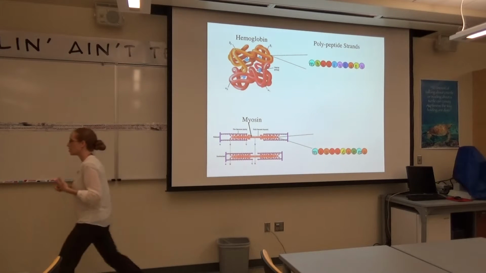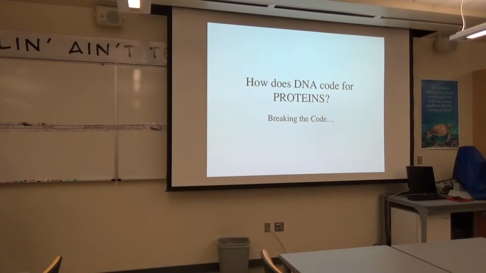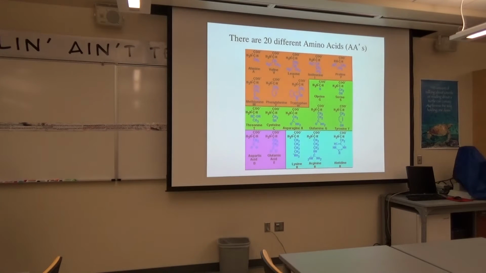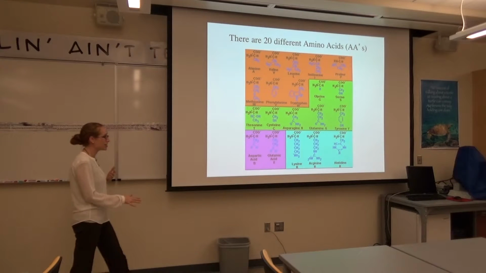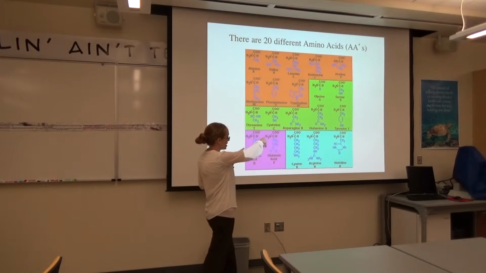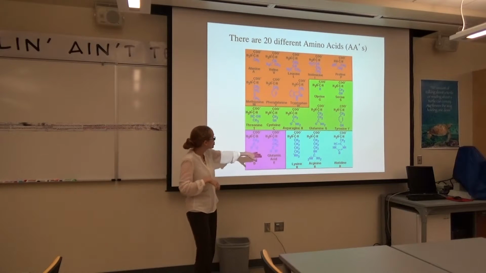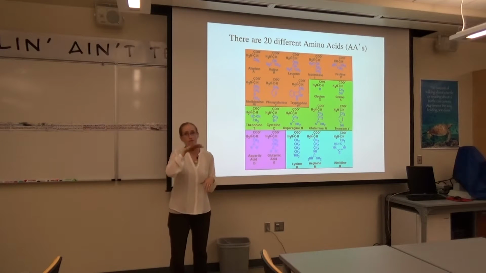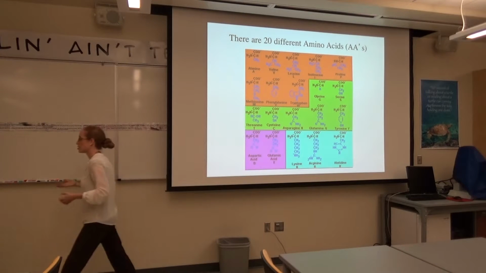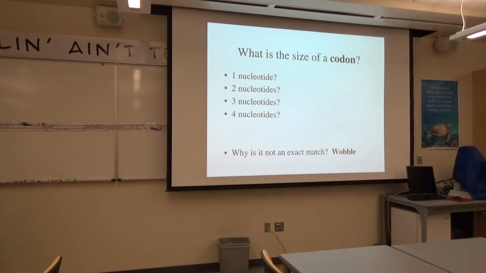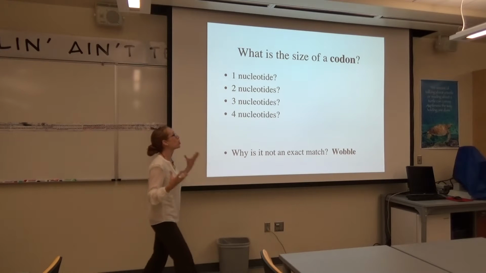Breaking the code. We know there are 20 different amino acids. These are the different amino acids with the different R groups. I don't expect students to know these or memorize them, but these are the 20 different amino acids. We have 4 letters of DNA and 20 amino acids. So the question becomes, what's the size of a word?